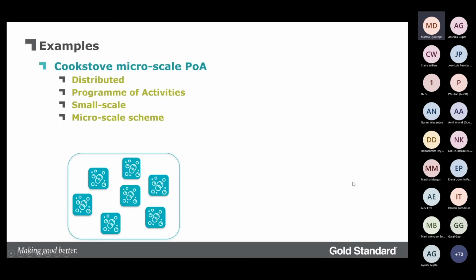So I'll just give you two examples. You can have a cook stove microscale program of activities where you have, let's say, one project here that is in this region of the country that has 500 households, and this one has 300 institutions, and this one has another 200 households, etc., etc. So this program would use all of these simplifications that we talked about. It is distributed projects. It is a program of activities. It can take advantage of the small scale requirements, small scale methodologies, and also the micro scale simplifications.